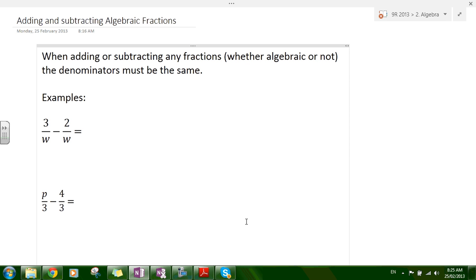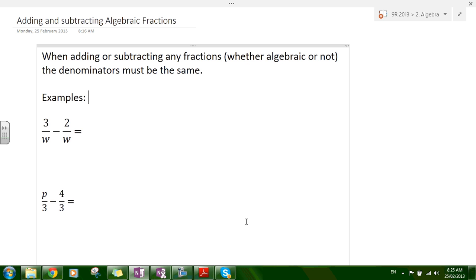Okay, and pay attention. We're just going over adding and subtracting algebraic fractions. You've done it before, you've seen these before, but it's an opportunity for you to make sure that you are familiar with it and that you have a chance to revise anything that you need to work on.